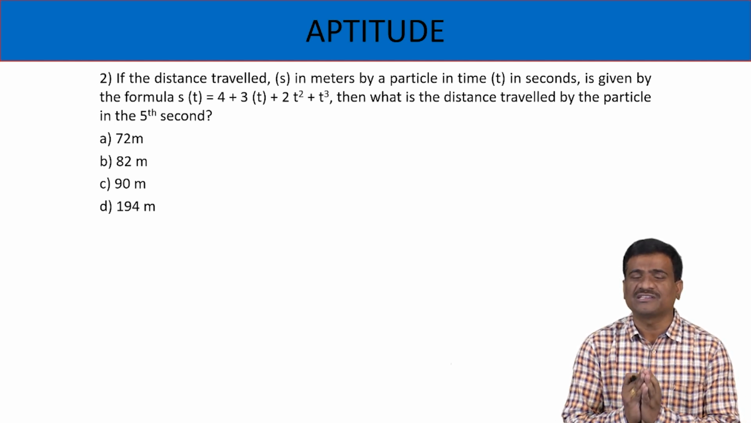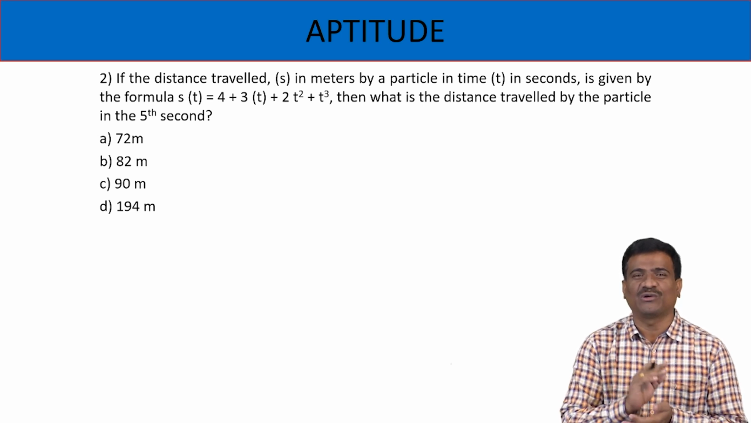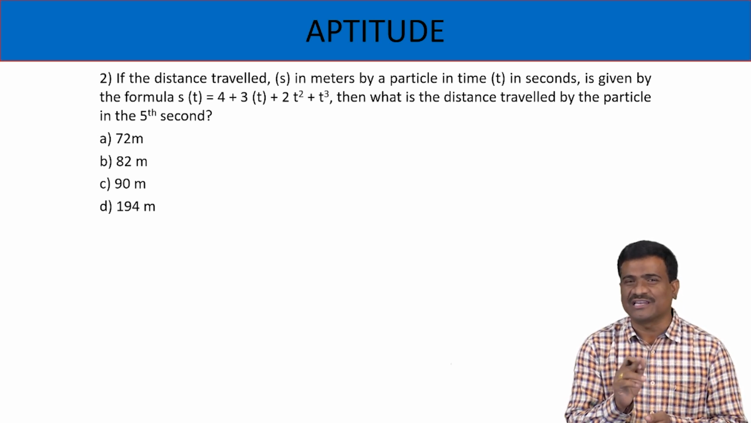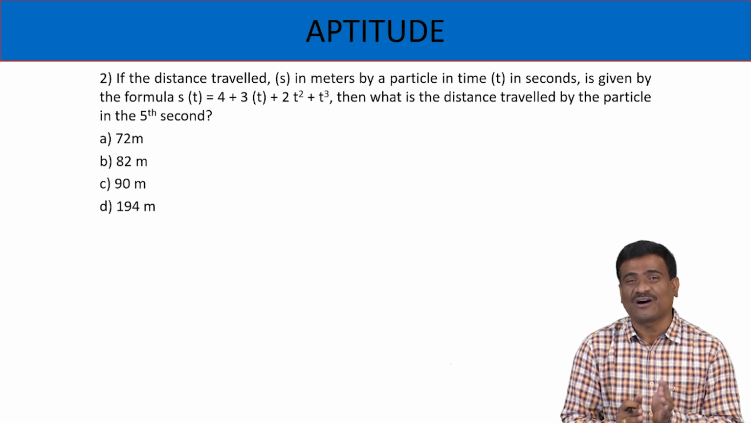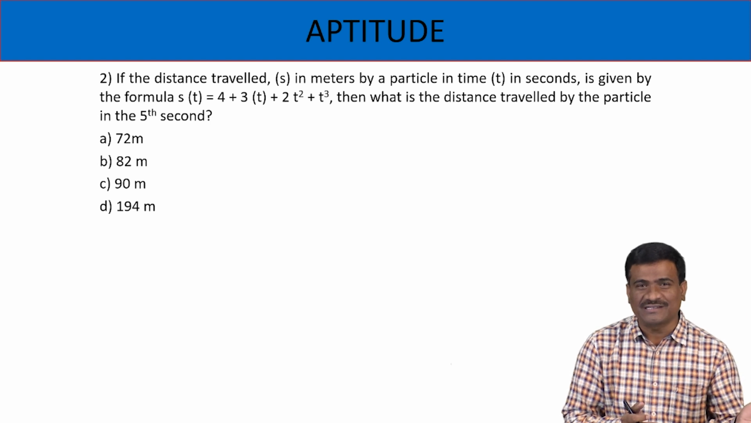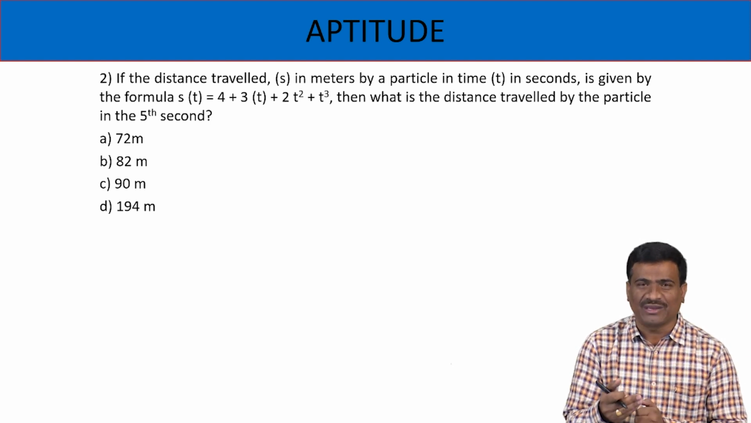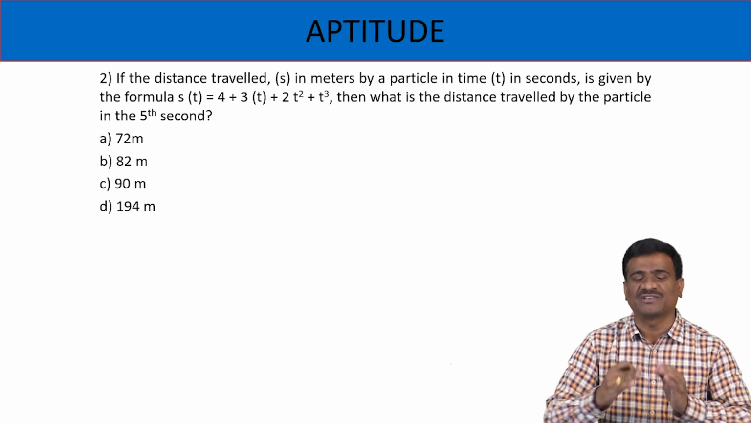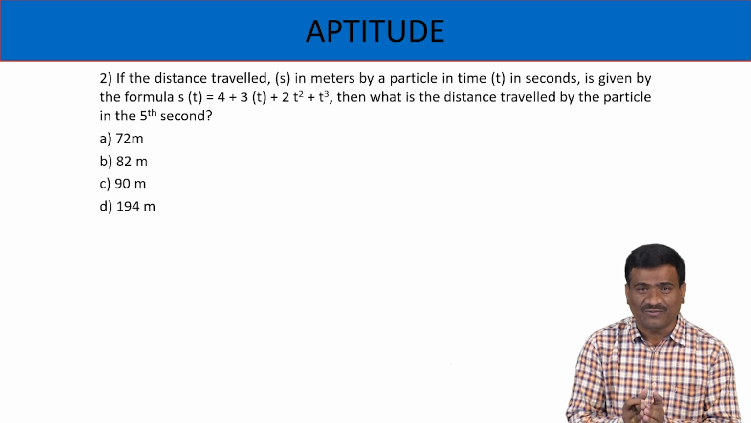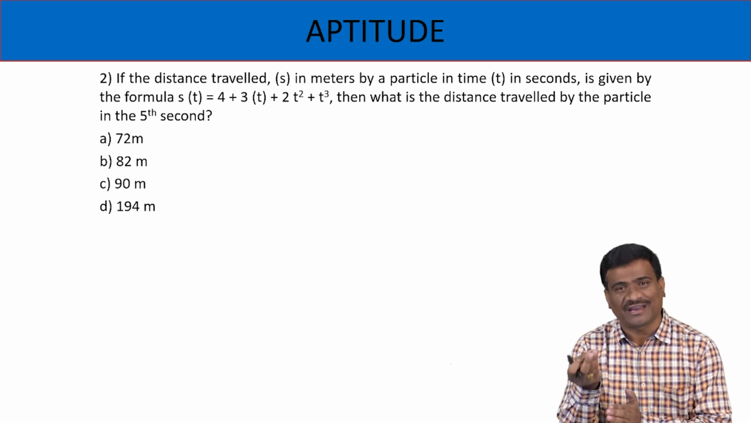This is only the substitution method. Here we calculate when t is equal to 4 seconds and when t is equal to 5 seconds; that gap is the answer. S of 4 is nothing but the distance up to the 4th second, and S of 5 means the distance up to the 5th second. Here, to calculate only the 5th second, S of 5 minus S of 4 is equal to the 5th second distance.